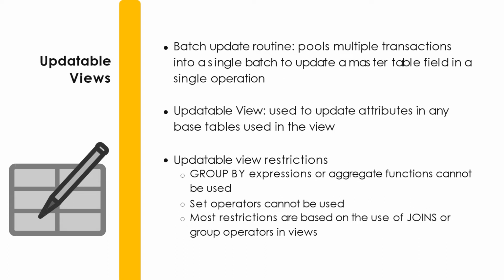One of the most common operations in production database environments is to use batch update routines to update a master table attribute or field with transaction data. As the name implies, a batch update routine pulls multiple transactions into a single batch to update a master table field in a single operation. For example, a batch update routine is commonly used to update a product's quantity on hand based on summary sales transactions. Such routines are typically run as overnight batch jobs to update the quantity on hand of products in inventory.